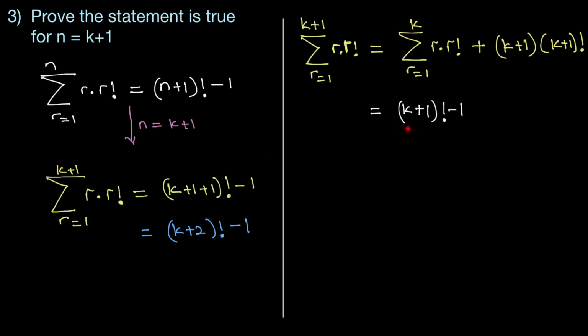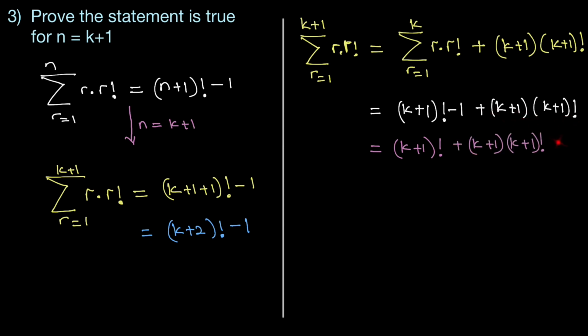So we replace that with the step 2 result, which is what we got when we replaced n with k in step 2. And then we add the last term to it. Now we need to take a common factor out, which is (k+1) factorial. There's (k+1) factorial here, (k+1) factorial here, and this one is just the last number here. So we can rearrange this to make it easier: (k+1)! plus (k+1) times (k+1)!, then minus 1.